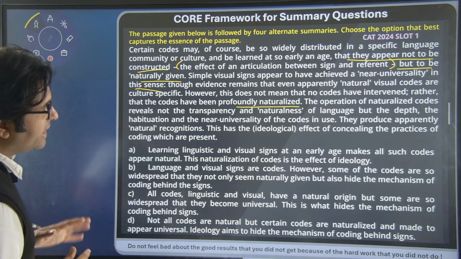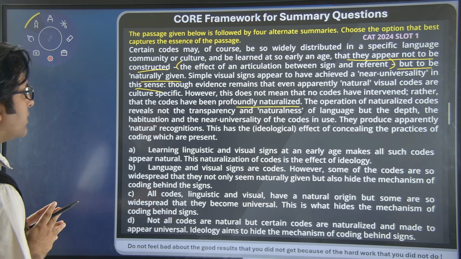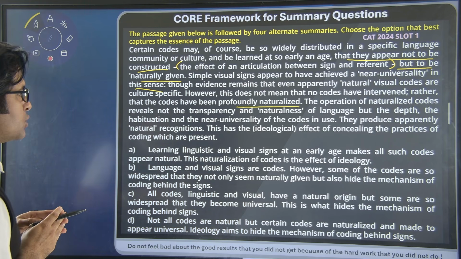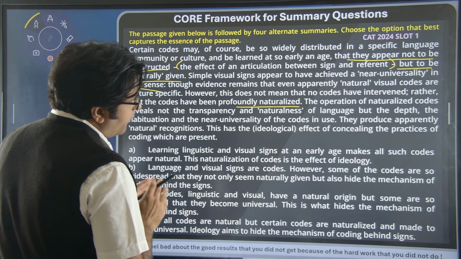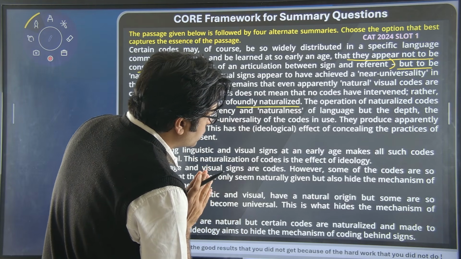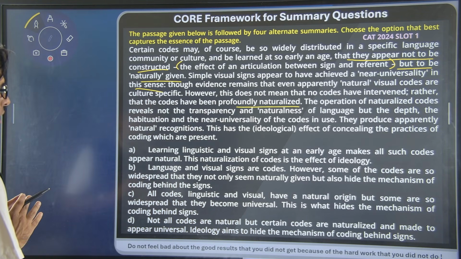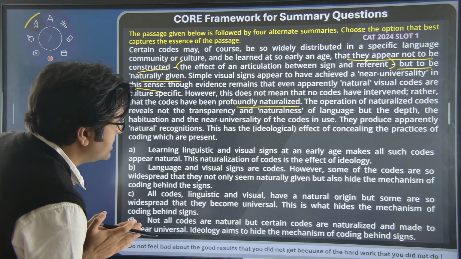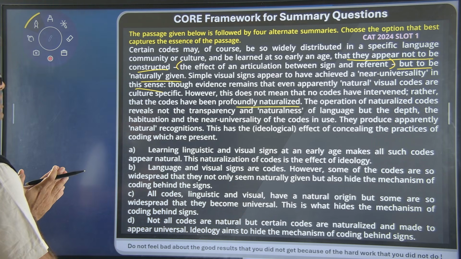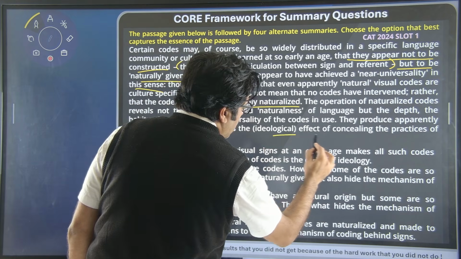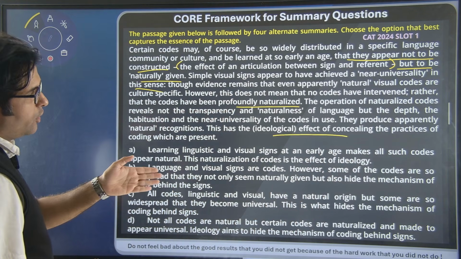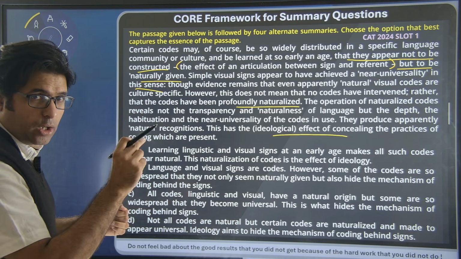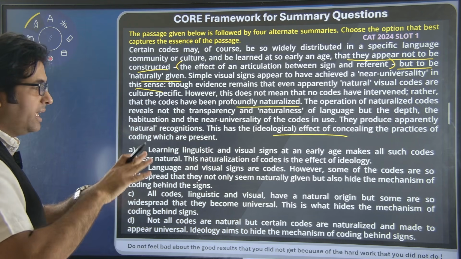तो codes ने intervene करा है. The operation of naturalized codes reveals not the transparency and naturalness of language, but the depth, habituation, and near universality of the codes it uses. They produce apparently natural recognitions. This has the ideological effect of concealing the practices of coding which are present. So इसका ideological effect क्या निकल के आता है? This has the ideological effect of concealing the practices. तो कोडिंग की practices हैं, codes create करे गए हैं, but ऐसा लगता है कि they are natural.